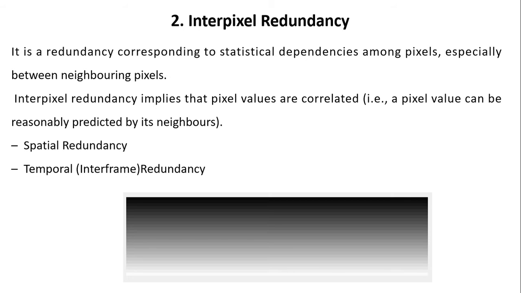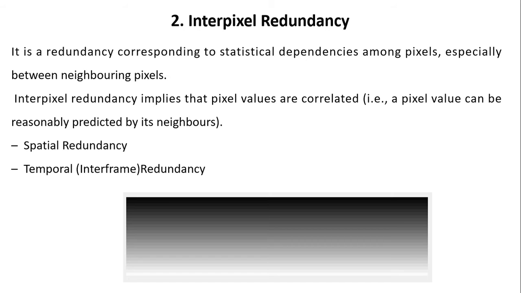Second is interpixel redundancy. It is a redundancy corresponding to the statistical dependencies among pixels, especially between neighboring pixels. Interpixel redundancy implies that pixel values are correlated. For example, if you take a particular area in an image where the gray levels are changing very smoothly, with no drastic change, then we can say that interpixel redundancy is present in that portion of the image. That is, a pixel value can be reasonably predicted from its neighbors.